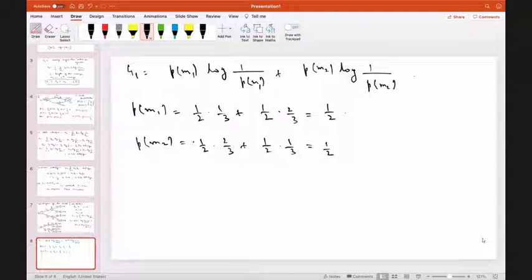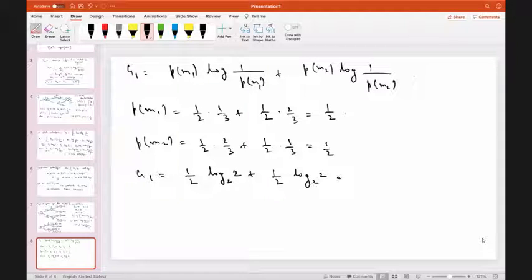So if you then do this, your G1 will come out to be 1 upon 2 log of 2 plus 1 upon 2 log of 2. And please remember that these all are with the base of 2. So log of 2 to the base 2 is 1. So this quantity is basically 1 bit per symbol.